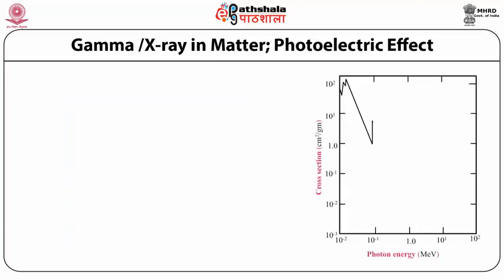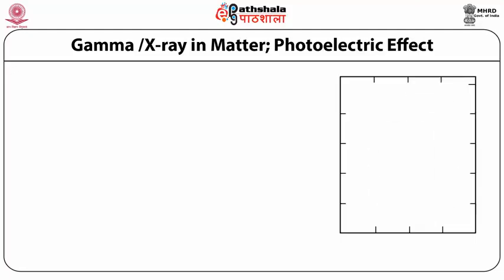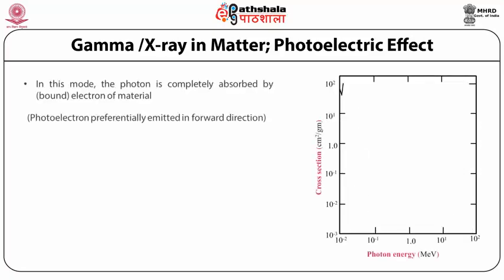Gamma ray, X-ray in matter, photoelectric effect. Up to the previous slide, we have seen that gamma rays interact with matter via three different processes. Now in this slide, we are going to look into the photoelectric effect kind of interaction of gamma rays in matter. In the photoelectric mode, the photon is completely absorbed by the bound electron of the medium, and the photoelectron is preferentially emitted in the forward direction.